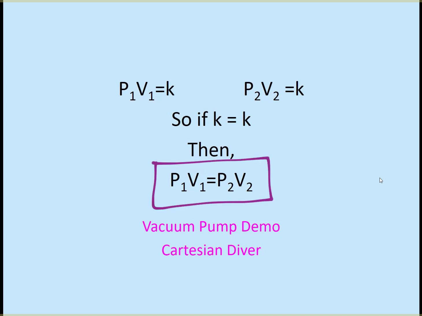Because they have the same constant, we can put them equal to each other. And then in class, we can look at changing the pressure. So if my pressure goes down, what happens? We can also look at the Cartesian diver, where in this case we make the pressure go up. And I will try to link some YouTube videos at the end of this so you can see those.